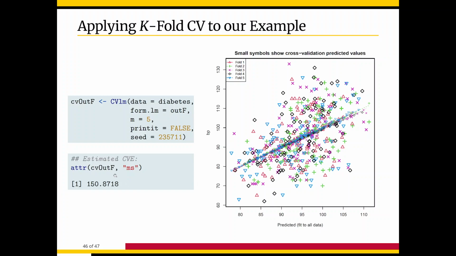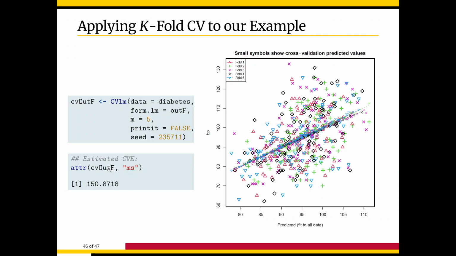Now, if we actually want the cross-validation error estimate itself, we have to get it in kind of a stupid way. This is unfortunate, but it's just the way that the function is written: the estimate of the cross-validation error is stored as an attribute of this object. I don't know why they wouldn't just put it as a field in the object, but they stored it as an attribute. So you use the attr function to extract attributes from an object.